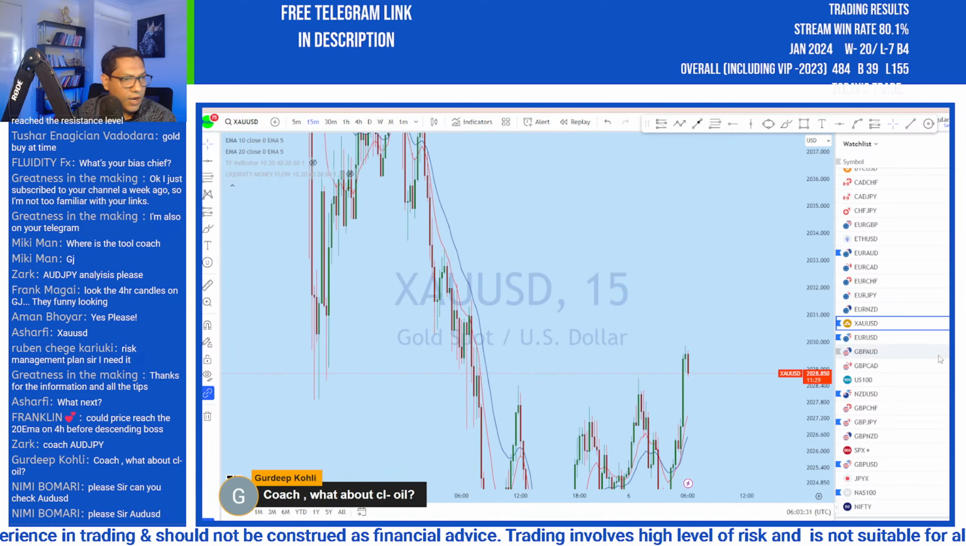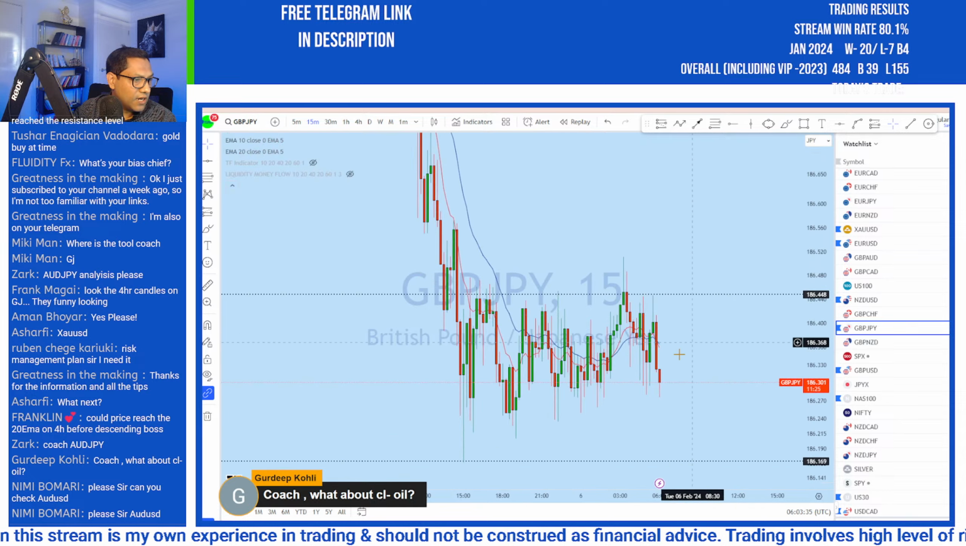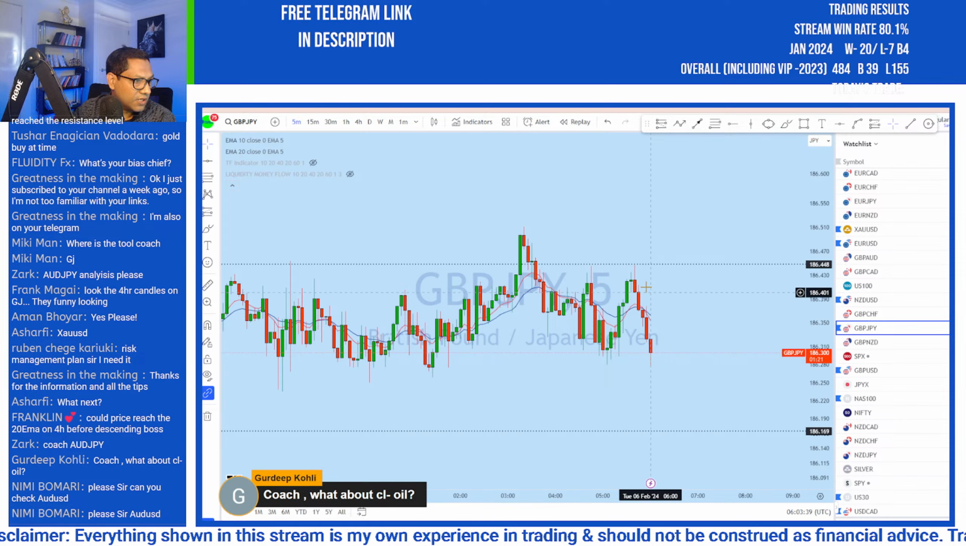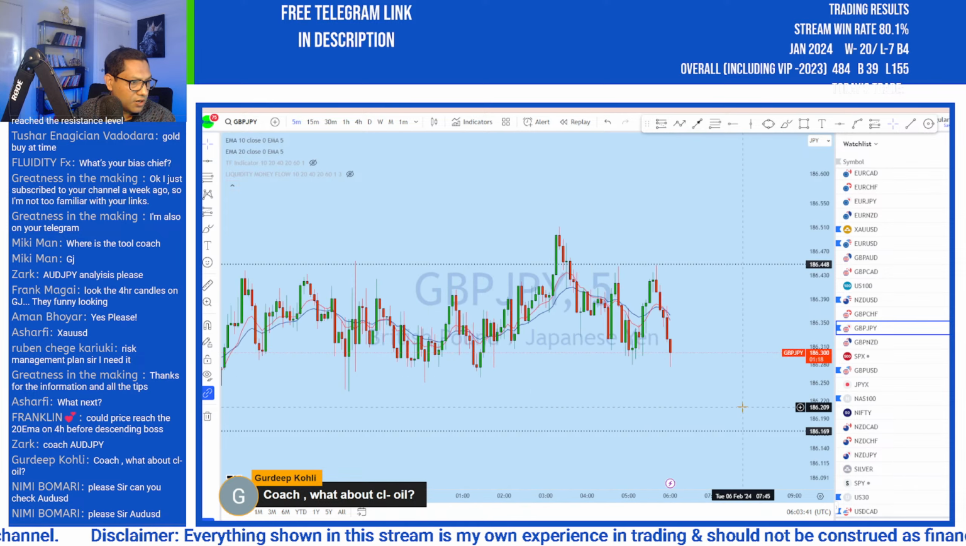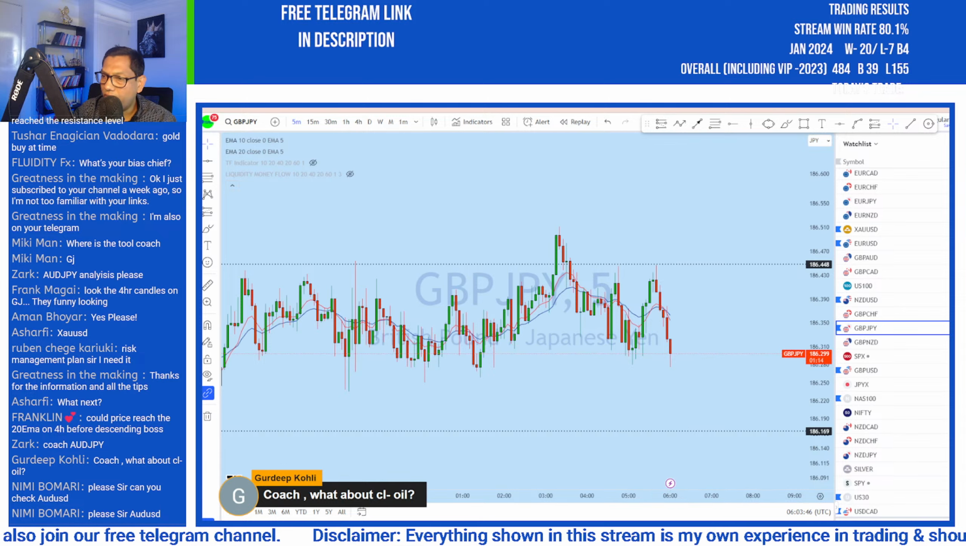Now for gold and GBPJPY, I want to see that now it's gone up for a pullback, and then especially GJ, you can see it form a very sharp bearish pattern, expecting it to go up for a pullback, and then we can look for that selling opportunity.